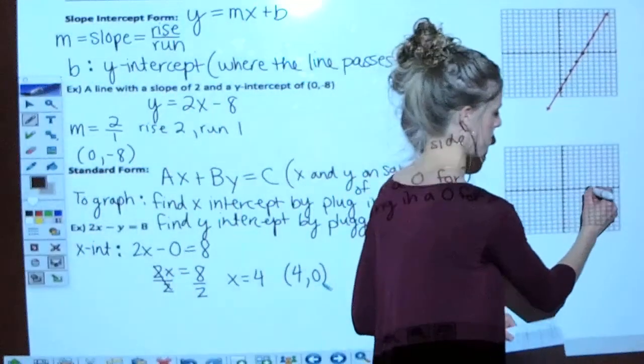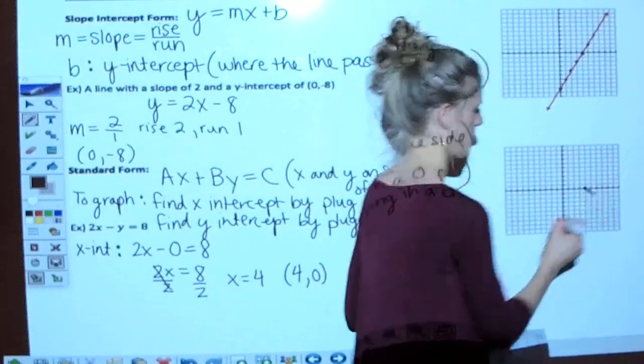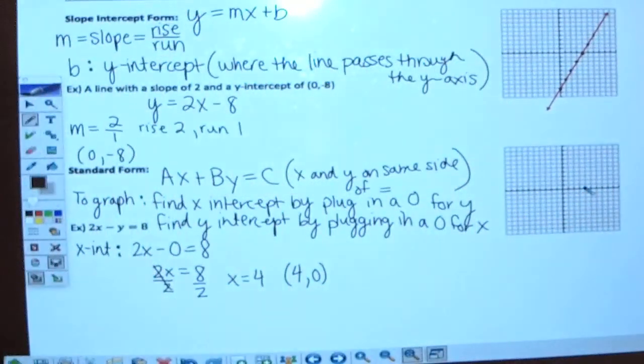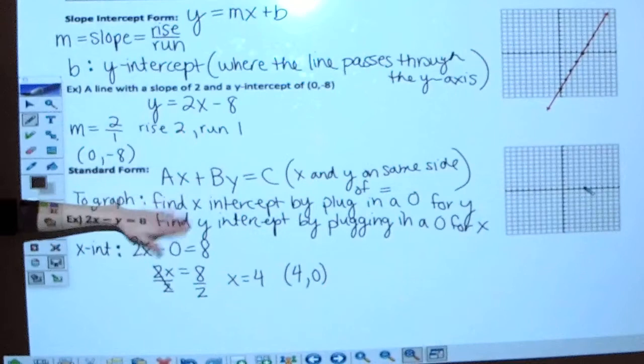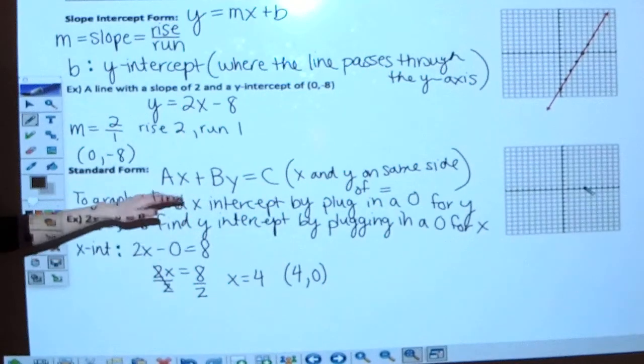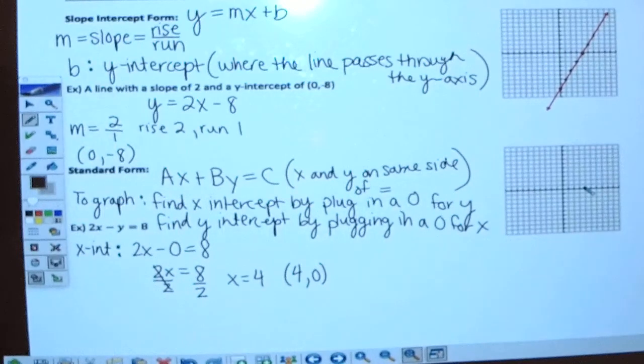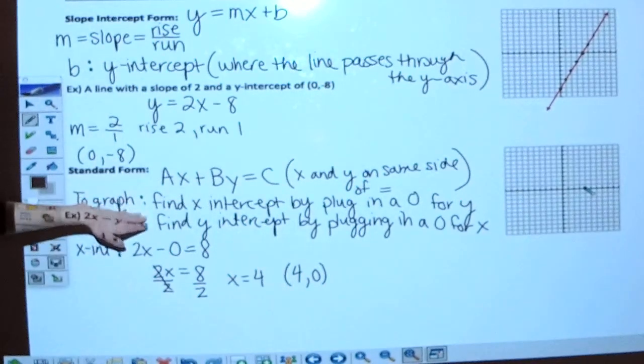Yes, Kaden? So for slope intercept form, would you just, never mind, I don't know what I'm saying. If you wanted to find both intercepts on slope intercept form, you do these exact same steps. You always plug in a 0 for y for the x-intercept. And vice versa. We're going to finish out this one, but you would use these same steps on slope intercept form.